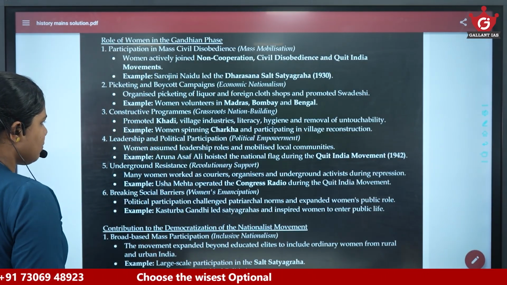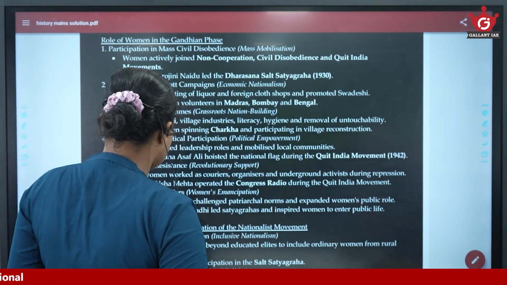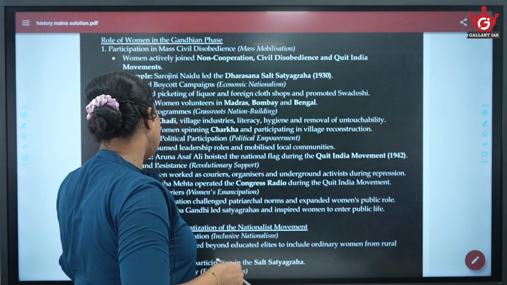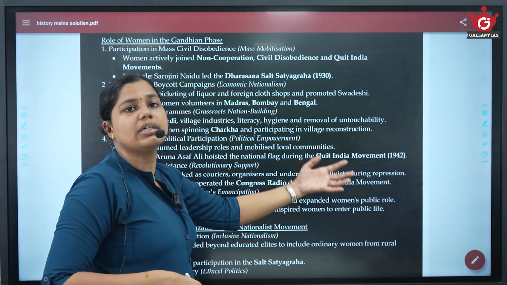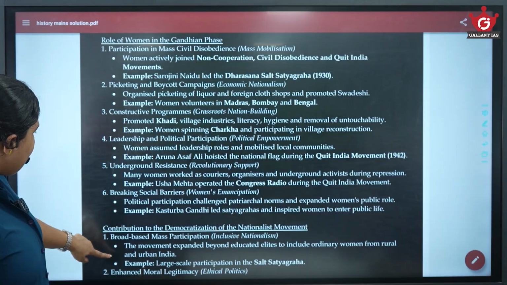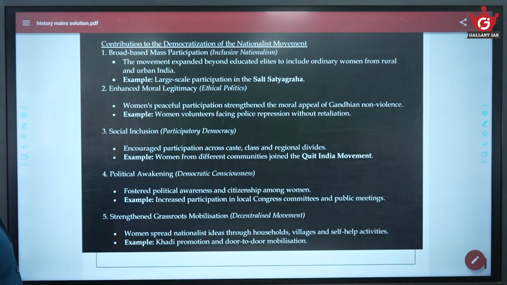Breaking social barriers, that is women's emancipation. Political participation challenged patriarchal norms, etc. For example, you can mention Kasturba Gandhi and how she led the satyagrahas and how she inspired women to enter public life. Now we discuss the contribution to democratization of the nationalist movement.